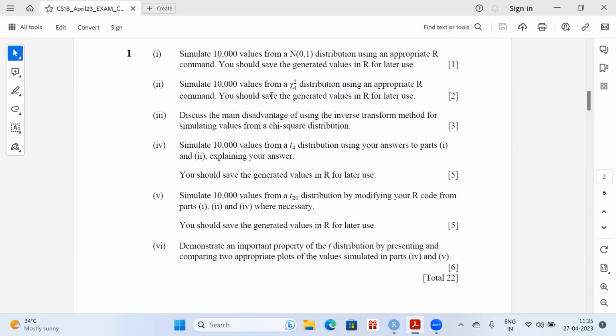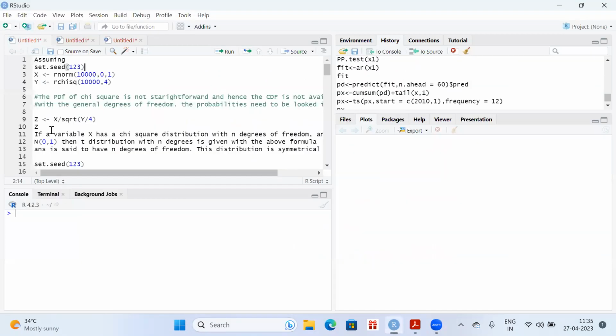Simulate 10,000 values from a normal 0,1 distribution using an appropriate R command. You should have generated values in R for later use. I have assumed a set seed value of 123. This is again an assumption; you might not use it. I have used it so that there is no change in the answers further. And I've used rnorm(10000, 0, 1) because it says from a normal 0,1 distribution.